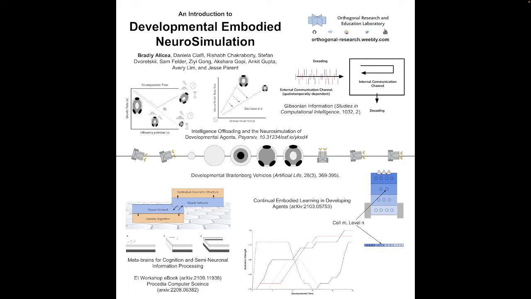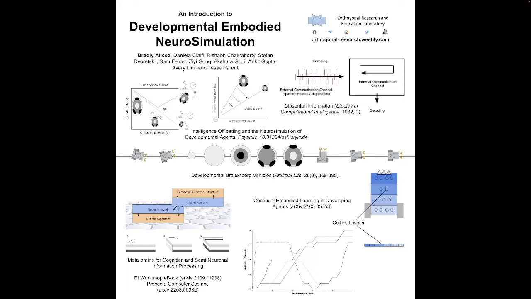And then the next paper I'm going to talk about is the follow-up to that work, which is on arXiv. And that involves continual embodied learning and developmental agents. So it's taking these Braitenberg vehicles and exploring what that looks like when we develop the body, when we develop the nervous system, and thinking about it in terms of continual embodied learning.